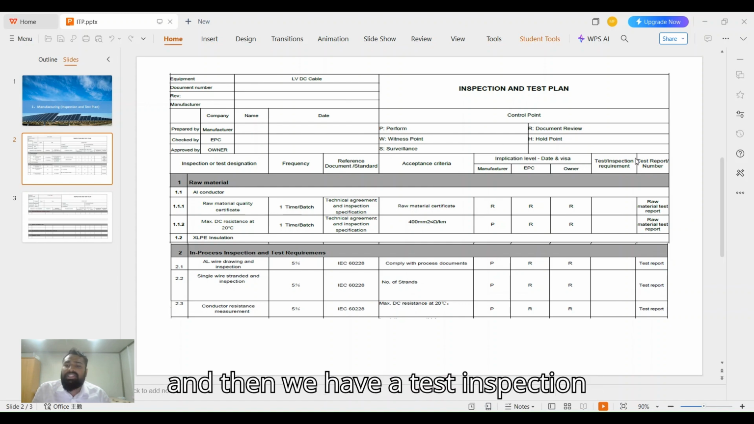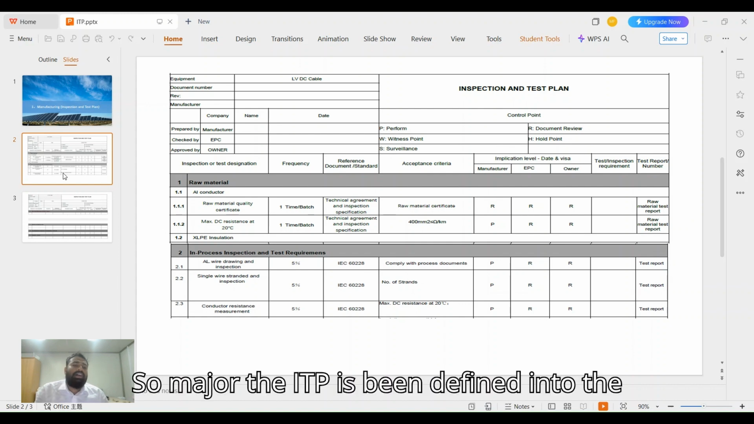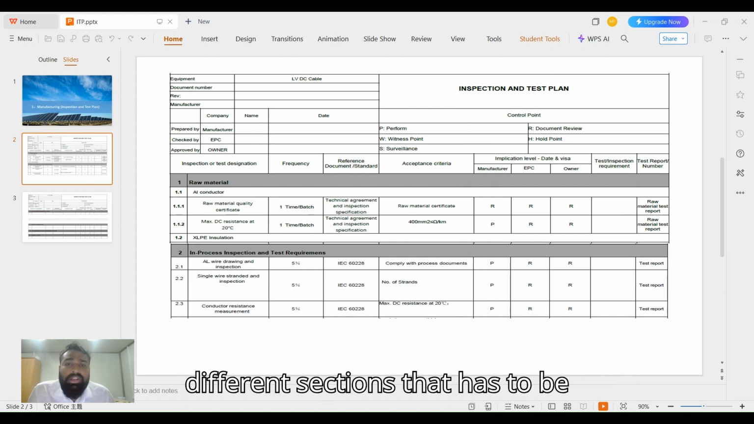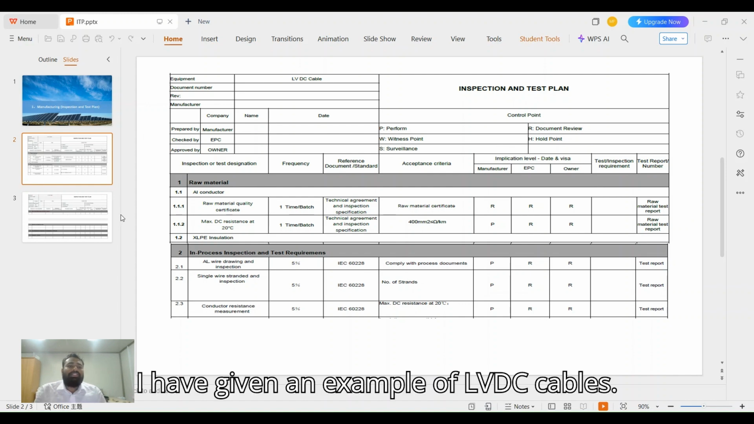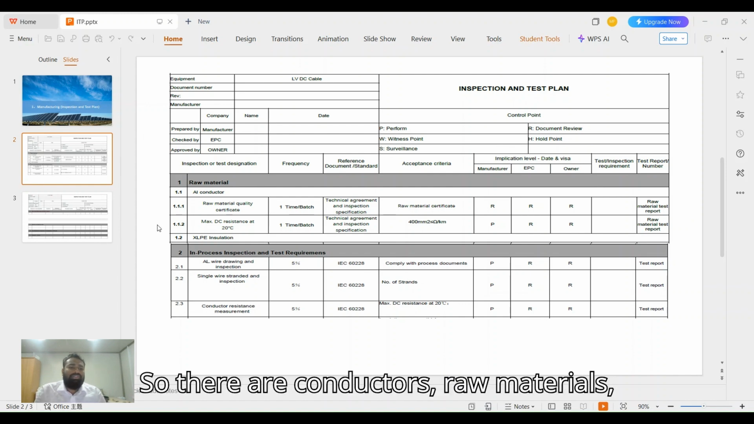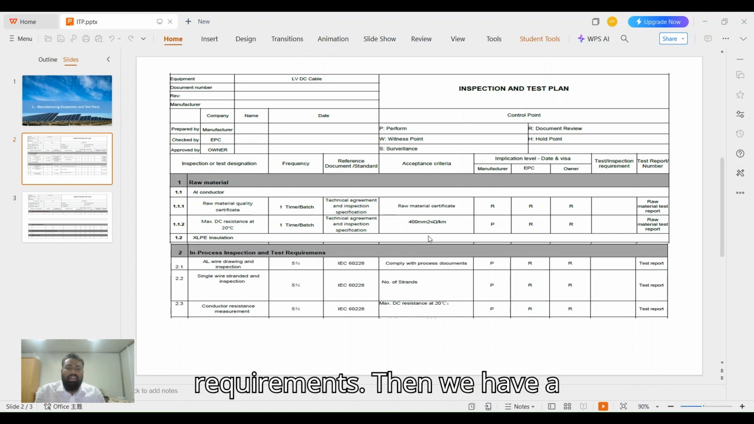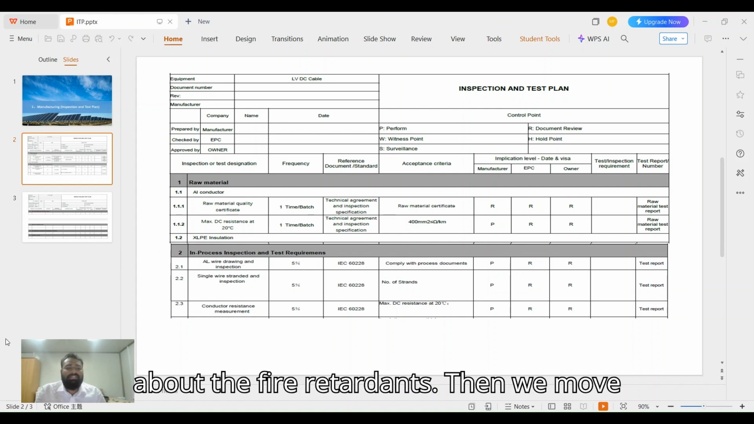And then we have the test inspection instrument and the test report numbers. The ITP is mainly defined into five major categories, with different sections that have to be controlled. First is raw material. I have given an example of LVDC cables. There are conductors, raw materials, and their test classifications during the requirements. Then we have insulation levels. Then we have something about fire retardants.